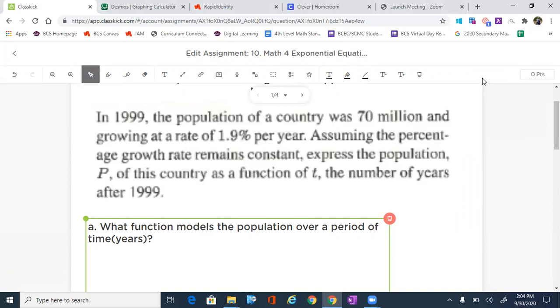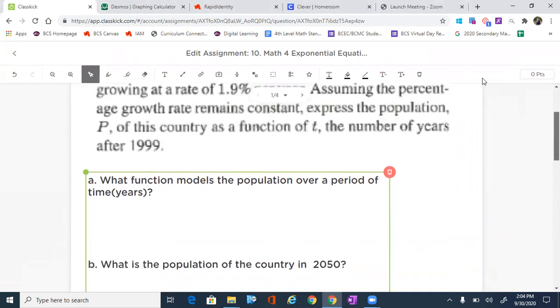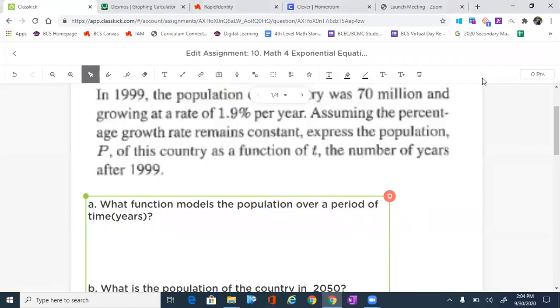In 1999, the population of the country was 70 million and growing at a rate of 1.9% per year. We're going to assume that the percentage of growth rate remains constant, and we're going to express the population P of this country as a function of time, the number of years after 1999. So let's go ahead and look real quickly.